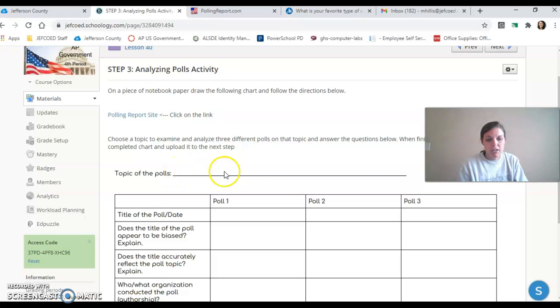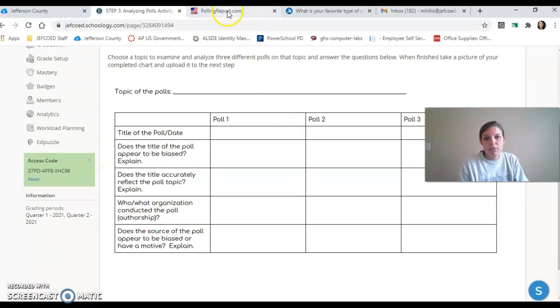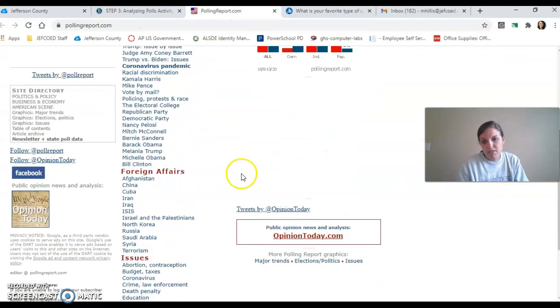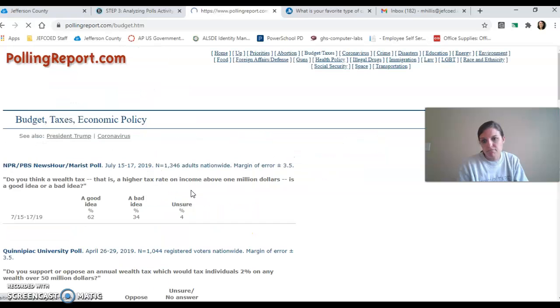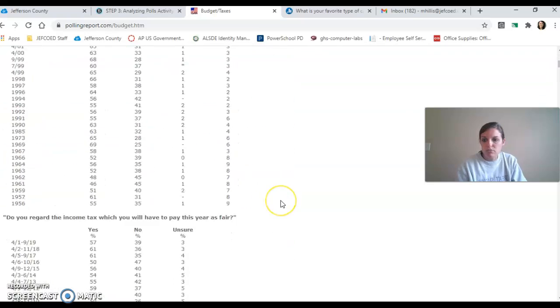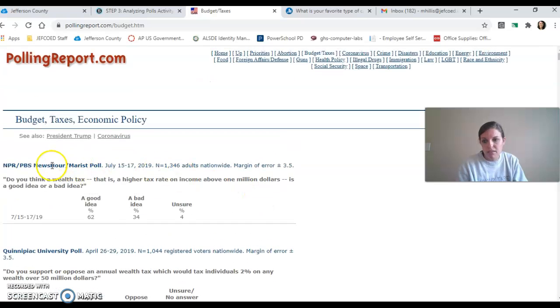I don't care one way or the other what topic you choose. On a piece of paper, you're going to need to draw this table. You need to write which topic you chose. And then you're going to find 3 polls dealing with that particular topic. So let's say that I'm going to pick budget and taxes. All right, these are all different polls, okay? And you just need to pick 3 of them to analyze, okay?